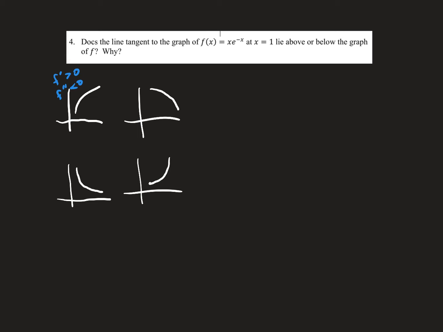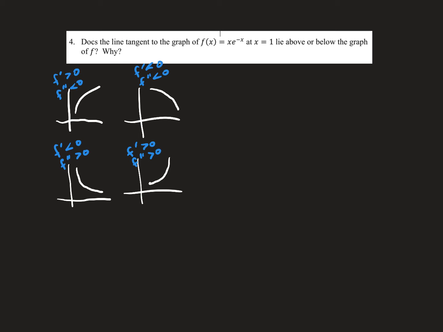One of which is decreasing and concave down, so my first derivative is less than 0, and my second derivative is less than 0. One of which is decreasing and concave up, so my first derivative is less than 0, and my second derivative is greater than 0. And one which is increasing and concave up, so my first derivative is greater than 0, and my second derivative is greater than 0.